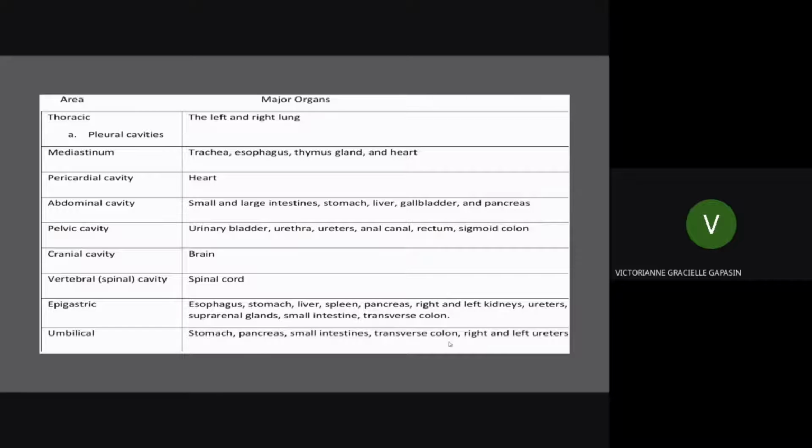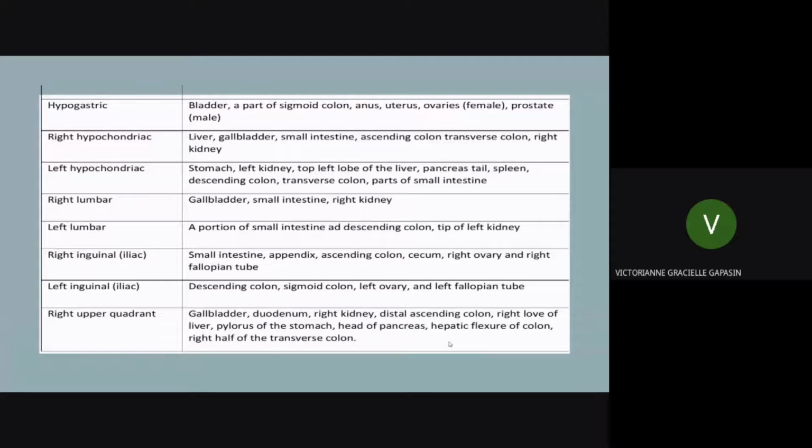Epigastric: the esophagus, stomach, liver, spleen, pancreas, right and left kidneys, ureters, and suprarenal glands, small intestine, transverse colon. Umbilical: stomach, pancreas, small intestines, transverse colon, right and left ureters. Next slide, please. Hypogastric: bladder, a part of sigmoid colon, anus, uterus, and ovaries for female and prostate for male.